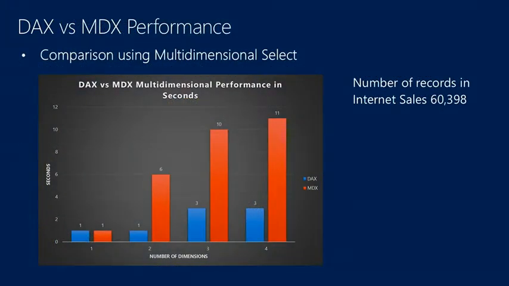We looked at performance. Now these are measurements I took at the office on a different machine, but they are pretty much similar in terms of showing the performance leap on a cross join between MDX and DAX. So on multiple dimensions, DAX seems to outperform MDX.